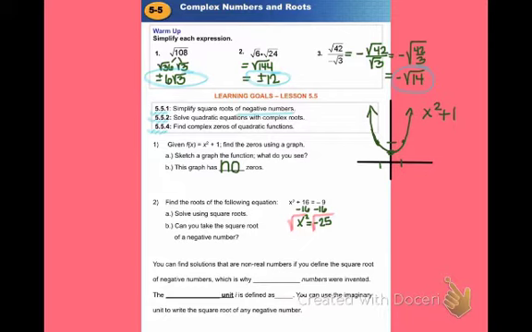Because if your original number was positive, positive times positive is positive. And if it was negative, then a negative times a negative is positive. And so that bothered someone. And so what they decided to do is find a way of taking the square root of a negative number by defining the square root of negative 1. So let's complete this statement. You can find solutions that are non-real numbers if you define the square root of negative numbers, which is why imaginary numbers were invented.